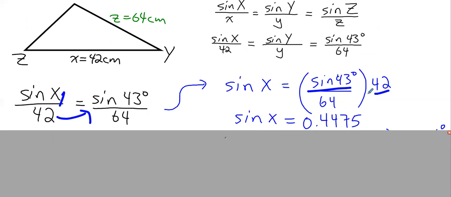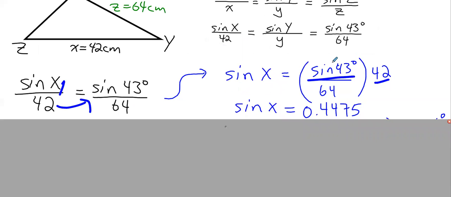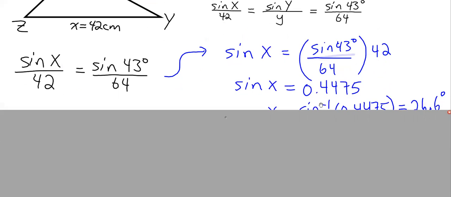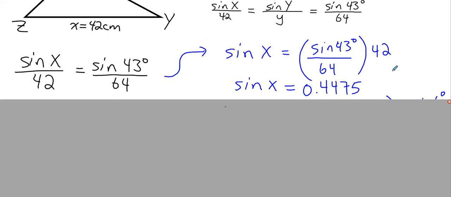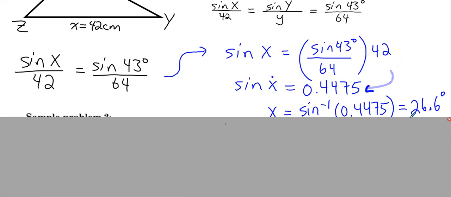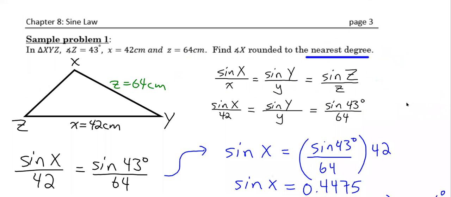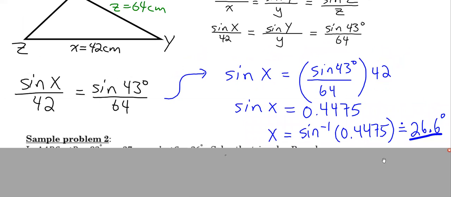Calculator is going to be extremely handy. Make sure your calculator is in degree mode to be able to get the proper answer. So your sine of X is going to be equal to, so all of this using a calculator becomes 0.4475. Still need to find that angle X. That was the goal. So use the inverse function in your calculator to get an approximate result to 1 decimal place. Now it did say nearest degree, so probably better off rounding that to 27 degrees, but 26.6 is pretty accurate.